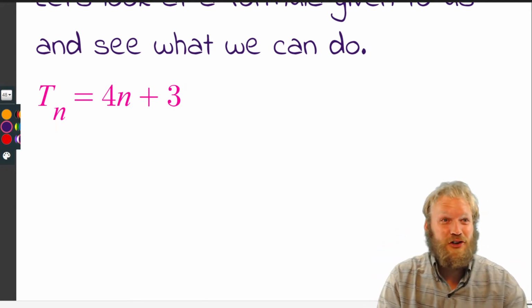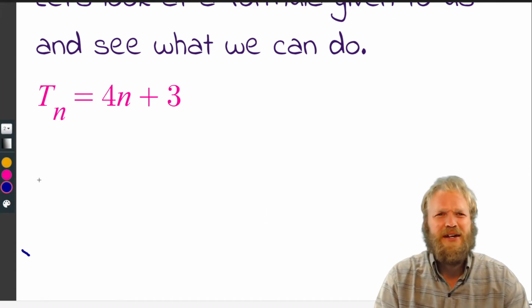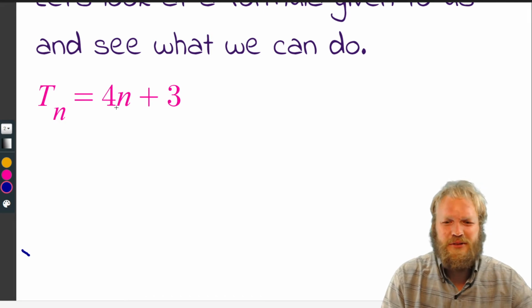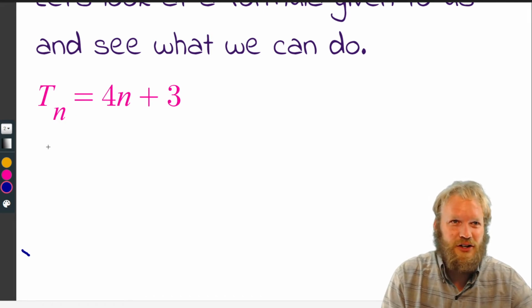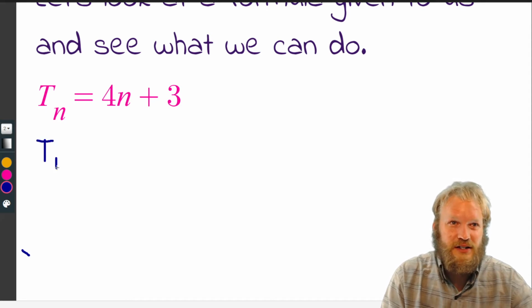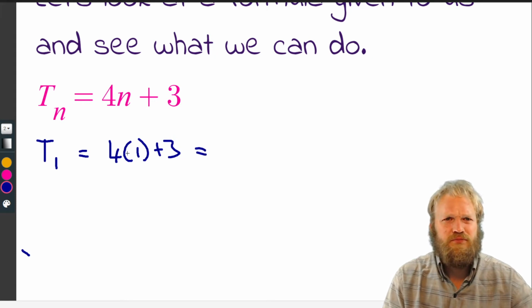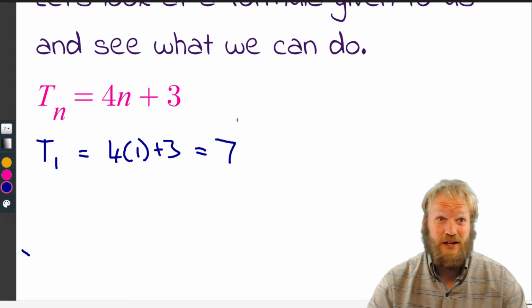The way I'm going to describe it, because I think we're probably going to say something similar here, is we need to substitute in. So if Tn is 4n plus 3 as a general term, then T1 is 4 times 1 plus 3, which gives us, well, 4 plus 3 is 7. Right? Cool. So there's our first term.